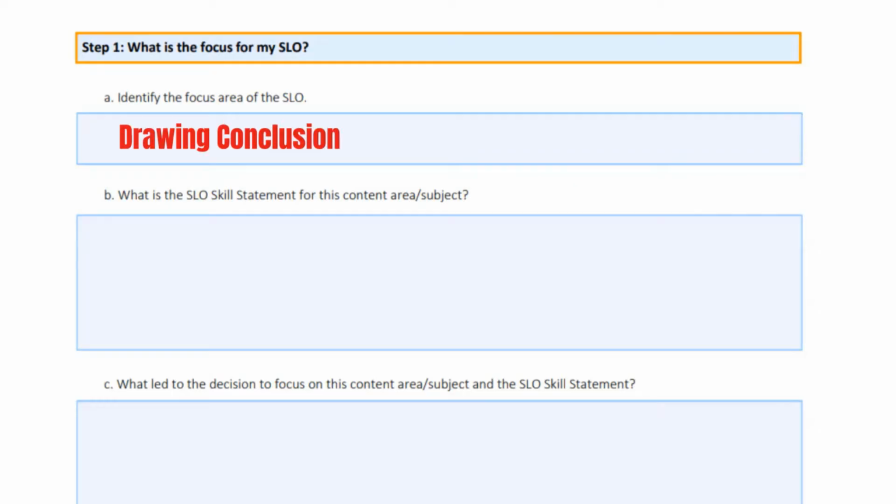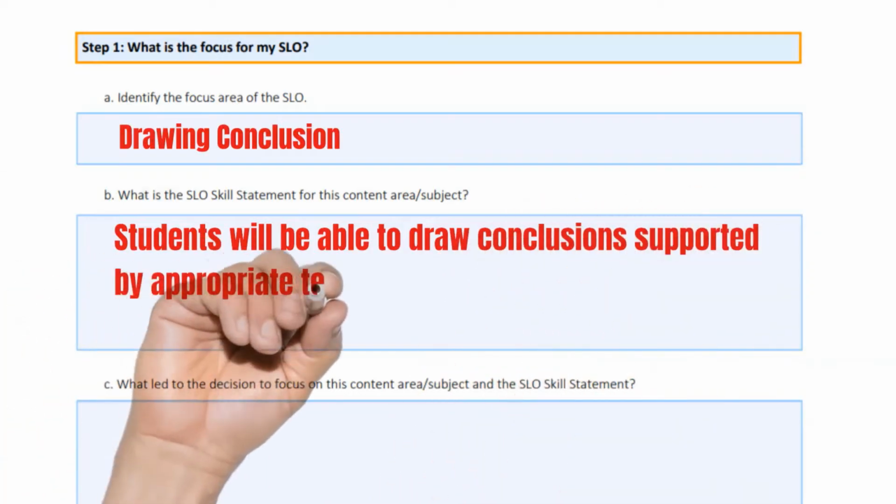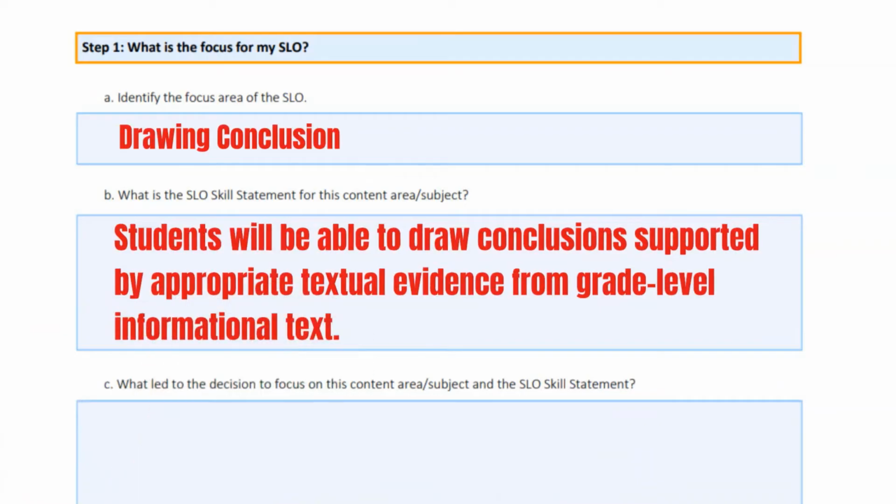The next section, letter B, is where you will write your foundational skill statement. For example, you could write, students will be able to draw conclusions supported by appropriate textual evidence from grade level informational text. That would be your foundational skill statement, and it belongs in the B section of step number 1.